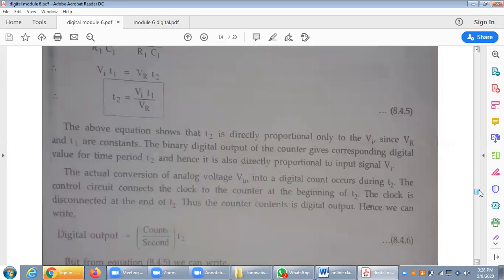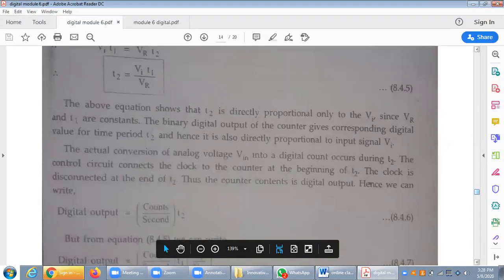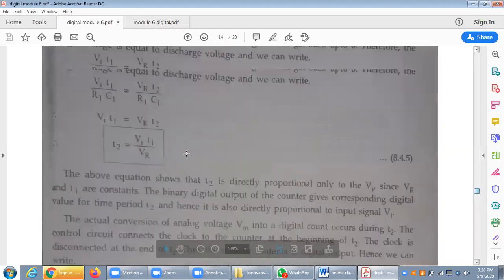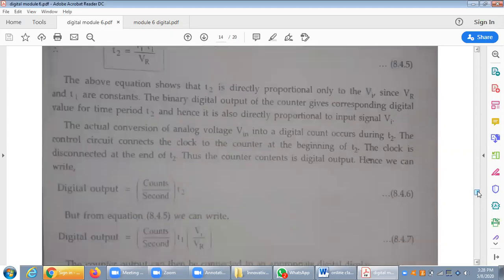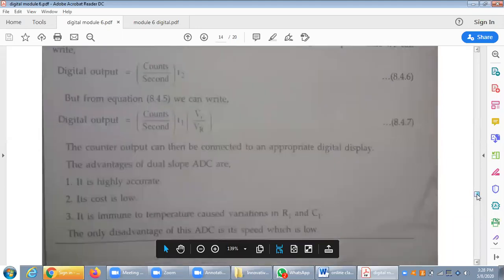T2 is a time, and we convert it into a count value. The time T2 is in seconds, and the seconds will be converted into counts. So counts per second is multiplied by T2, and it becomes a digital count value. This T2 value is submitted here, and this is the digital output.